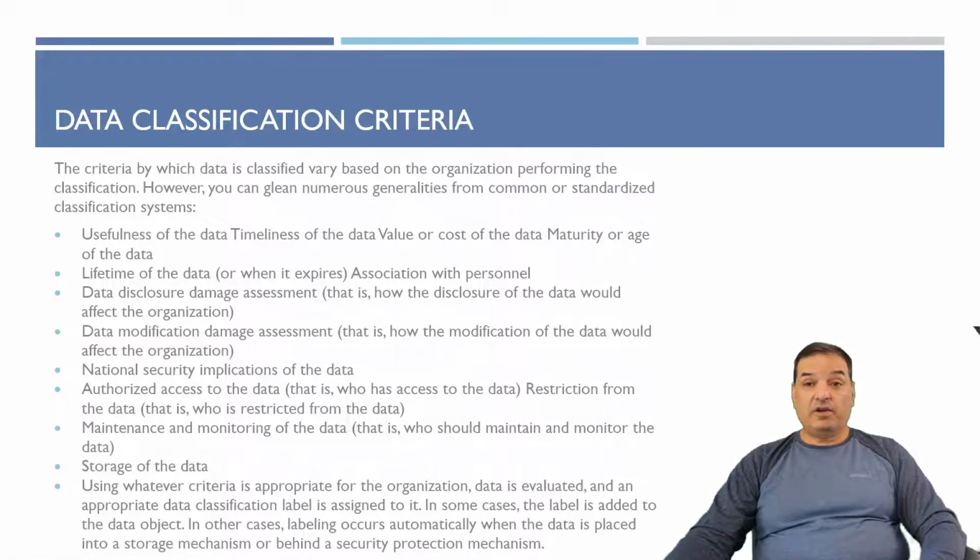I mean, an extremely critical area right now, the SCADA system, for example. Authorized access to data, that is who has access to data, restrictions from data, that is who is restricted from data, maintaining and monitoring of the data, storage of the data, and using whatever criteria is appropriate for the organization, the data is evaluated and an appropriate data classification label is assigned. So that helps you look at your data in a holistic manner.